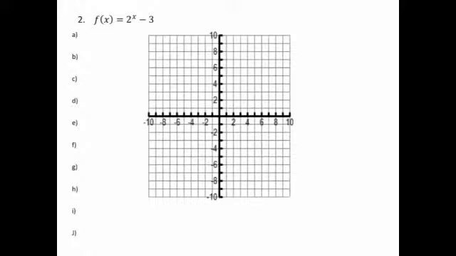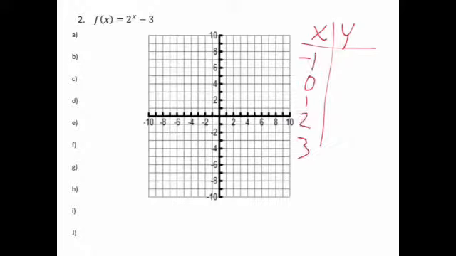To graph this, it's an exponential. Notice the exponent is where my variable is. You need to get a table going, and then from that, get your graph. So let's pick some x values, like negative 1, 0, 1, 2, 3, and then get the y values that go with it. Just take each of these x values and plug them in. First is 1/2, minus 3, is going to give me negative 2.5.